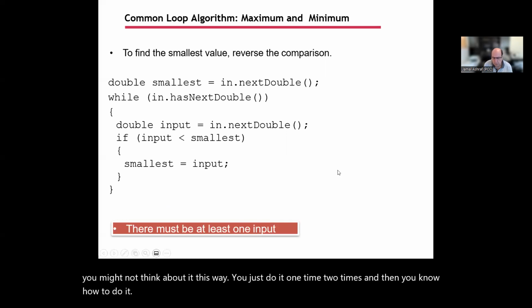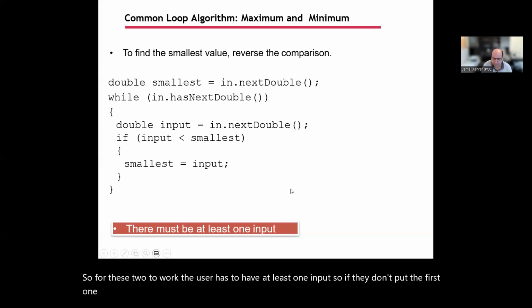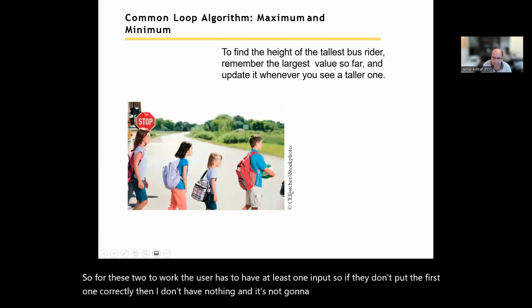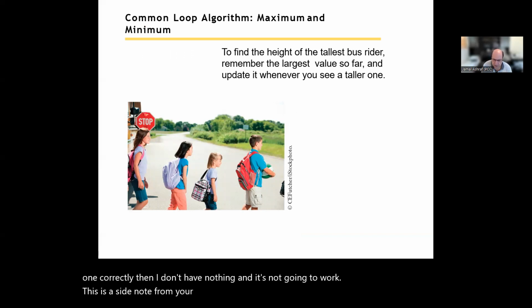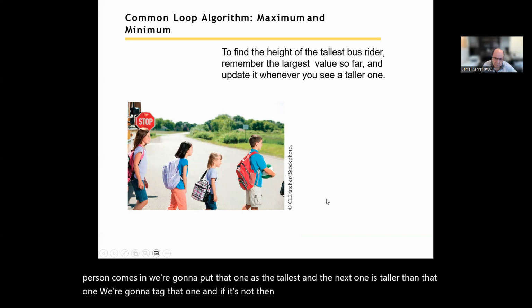So for these two to work, the user has to have at least one input. If they don't put the first one correctly, then I have nothing and it's not going to work. And this is a side note from your book: if we want to find the tallest person in the bus, the first person comes in, we put that one as the tallest. If the next one is taller than that one, we tag that one, and if it's not, then we move on to the next one.